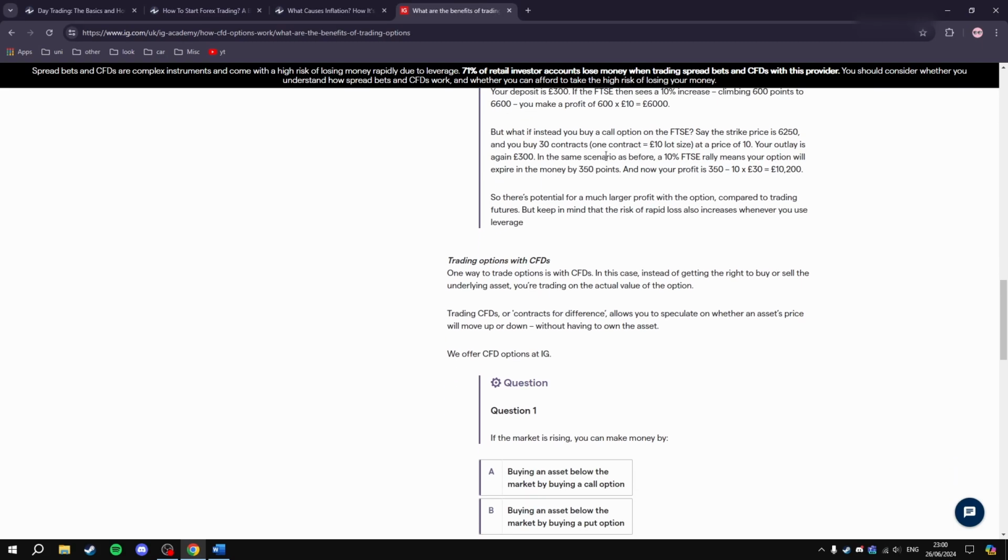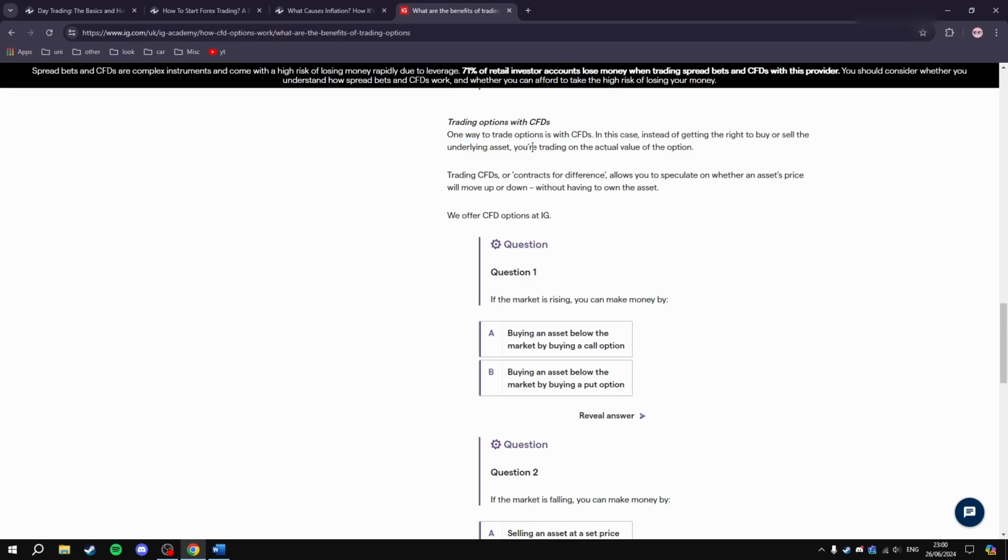But what if instead you buy a call option on the FTSE? Say the strike price is 6250, and you buy 30 contracts. One contract is £10 lot size, at a price of 10. Your outlay is again £300. In the same scenario as above, a 10% FTSE rally means your option will expire in the money by 350 points, and now your profit is 350 minus 10, times 30, which is £10,200. So there's potential for a much larger profit with options compared to trading futures, but keep in mind that the risk of rapid loss also increases whenever you use leverage.